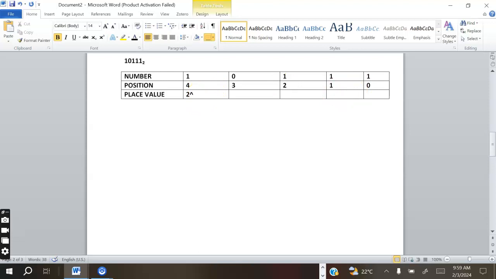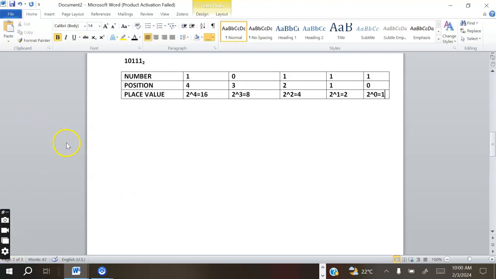Base 2 raised to power 4 is supposed to give us 16. 2 raised to power 3 is supposed to give us 8. While 2 raised to power 2 will give us 4. 2 raised to power 1 is supposed to give us 2. And lastly, 2 raised to power 0 will give us automatically 1.